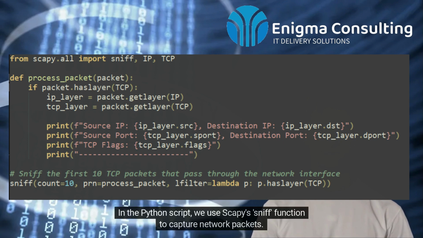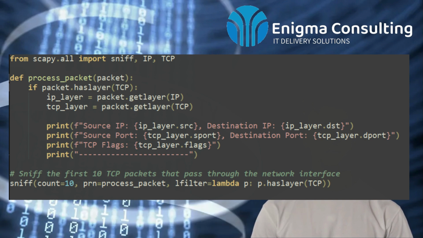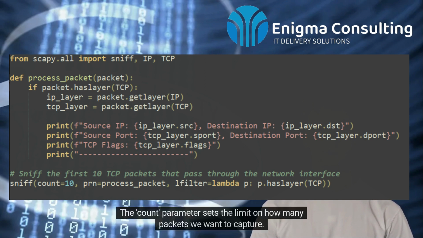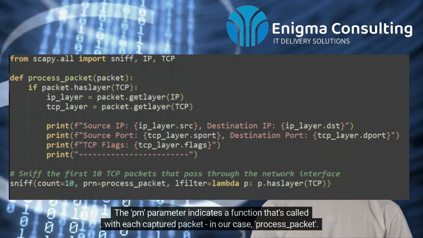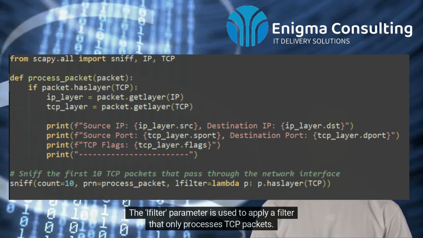We're using Scapy, a robust Python library that allows us to handle network traffic at a packet level. In the Python script, we use Scapy's sniff function to capture network packets. The count parameter sets the limit on how many packets we want to capture. The prn parameter indicates a function that's called with each captured packet, in our case, process_packet. The lfilter parameter is used to apply a filter that only processes TCP packets.